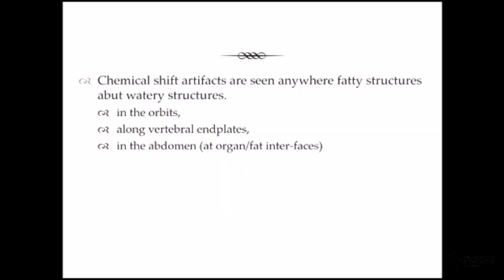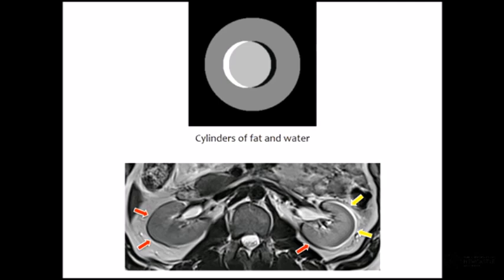The protons in water precess slightly faster than those in fat. Chemical shift artifacts are seen anywhere where there's fatty structures where they sit up against water structures. Good examples are the retro-orbital fat when we're doing brain imaging. Sometimes we can see it along vertebral end plates, or we see it in the abdomen at organ-fat interfaces. And again, that's what it looks like. Here are two cylinders of fat and water, and this is what happens: that border should be sitting wholly within that cylinder, but because of that phase shift, it gets slightly moved. And here's an example of where you see it.